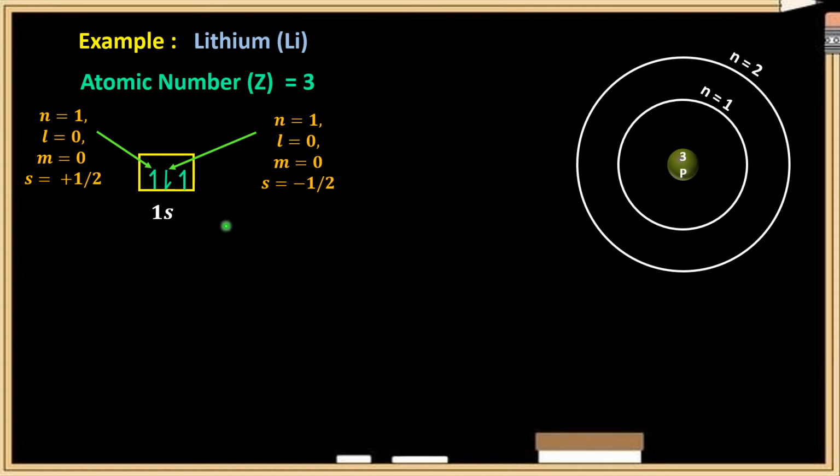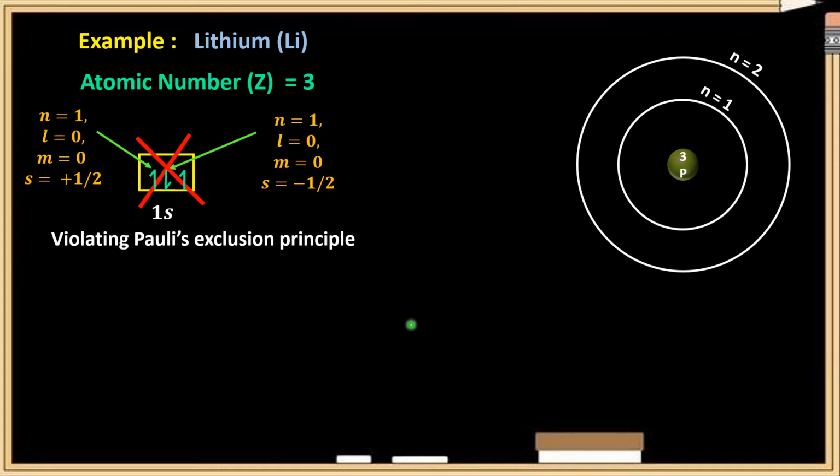It says that no two electrons in any atom will have the 4 quantum numbers equal. So we should not place this electron in this orbital because this orbital can accommodate a maximum of 2 electrons only, but I placed 3 electrons. That means it is violating Pauli's exclusion principle.